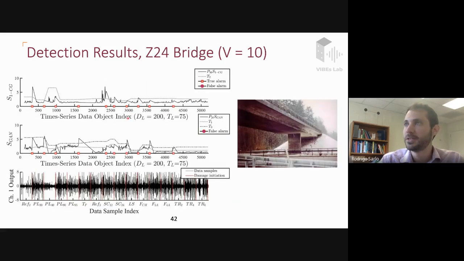We did the same thing with the Z24 bridge. Again, the key here is that we apply this to different structures, not just one, right? Because we want to make the case that this is not structure specific. Applying it to the Z24 bridge, we got different performance for that detector. We actually didn't get any false alarms, but we did get a few false negatives. So for example, in this case right here, we see that there was no damage detected when there in fact was damage. And I think we had 5 or 6 cases of that.